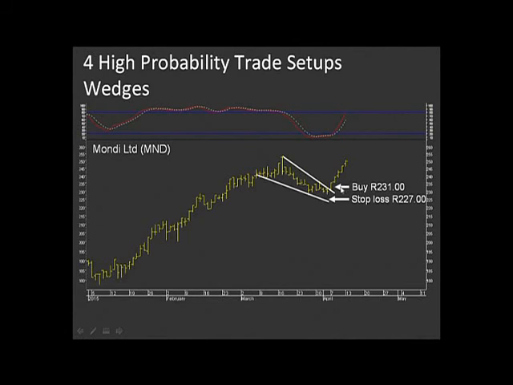The idea here was to buy the breakout at 231 Rand through the top of that wedge structure. Your stop loss will be down below the lowest point within that wedge before the breakout occurred, which was 227 Rand. And then you're looking for a target of 252 Rand here, which is equivalent to the previous high.